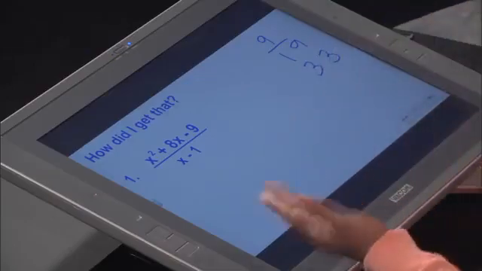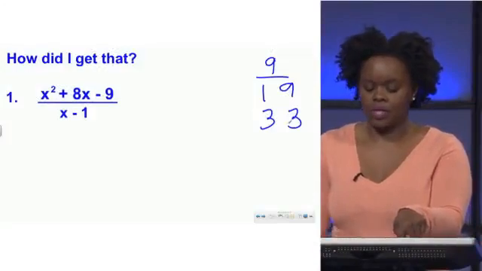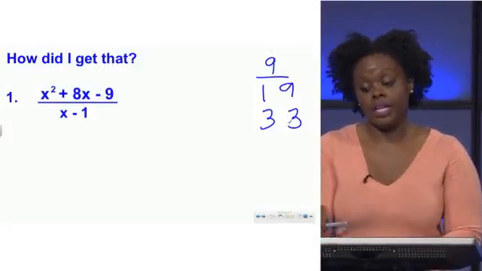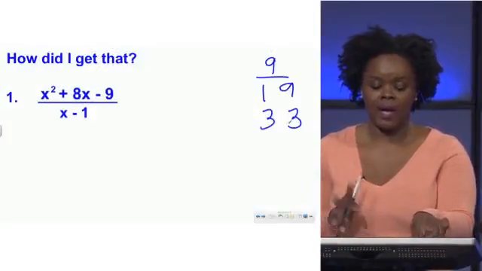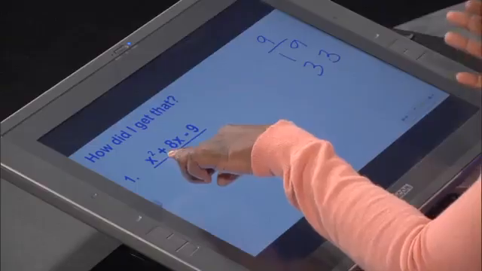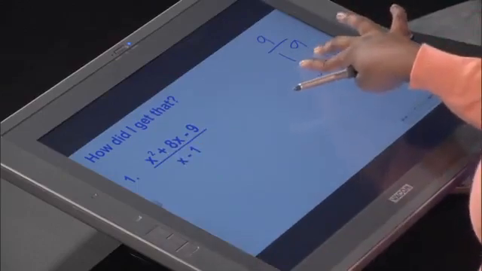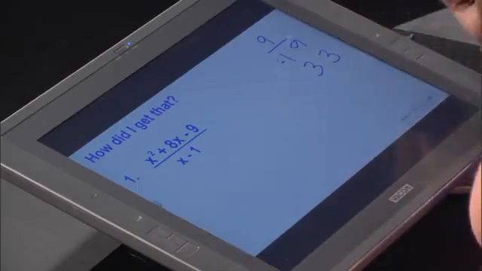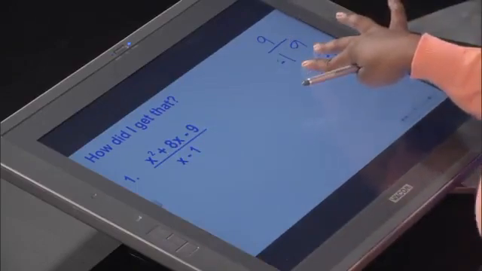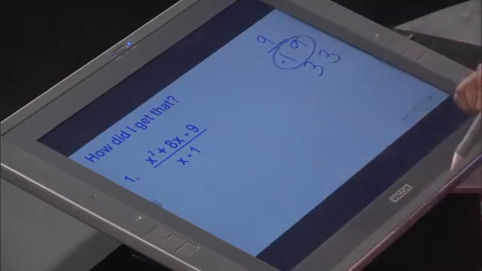So now I go back and I consider my signs. I really need negative 9. So in each pair, one number is going to be negative. But I need to be able to combine those pairs and get a positive 8. So is there any way you could combine 1 and 9 and get positive 8? If the 1 were negative, because negative 1 plus 9 is positive 8. So that's the right pair of factors.